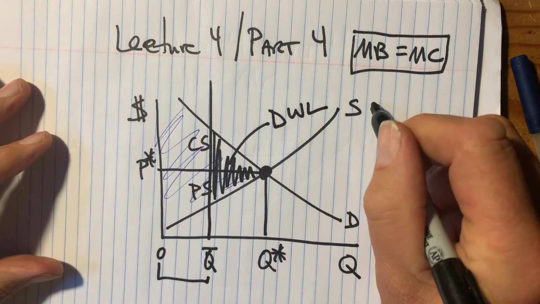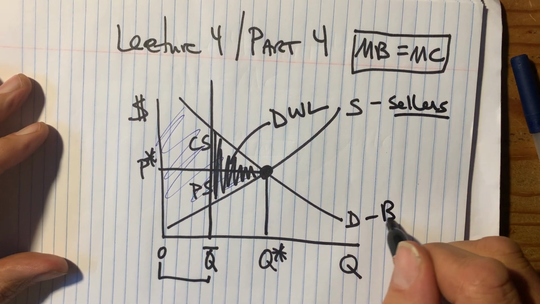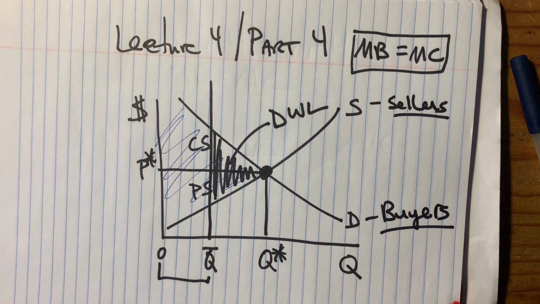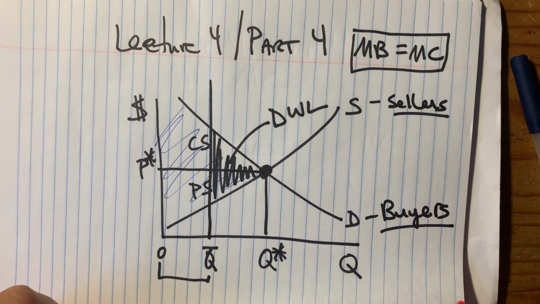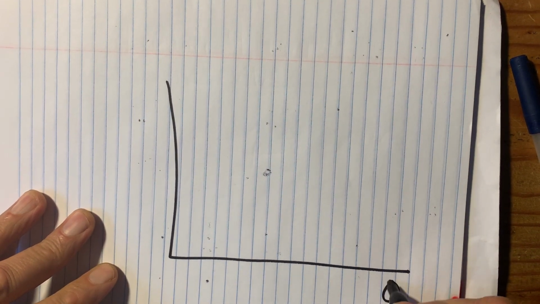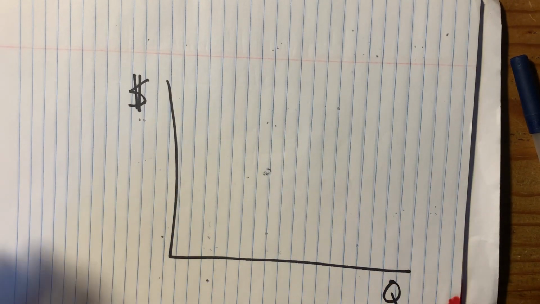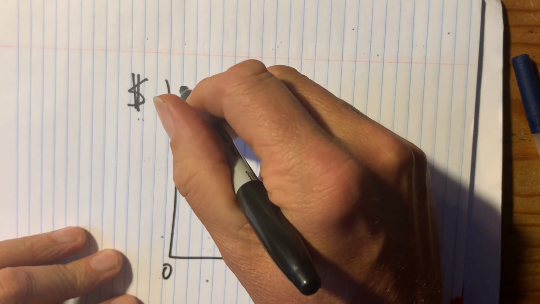But the key was this was sellers and this was buyers, right? So it was both sides of the market. But when you think about it this way, and you think about it in terms of marginal benefits and marginal costs, now what we're really thinking about is just you. You're deciding how much to choose.